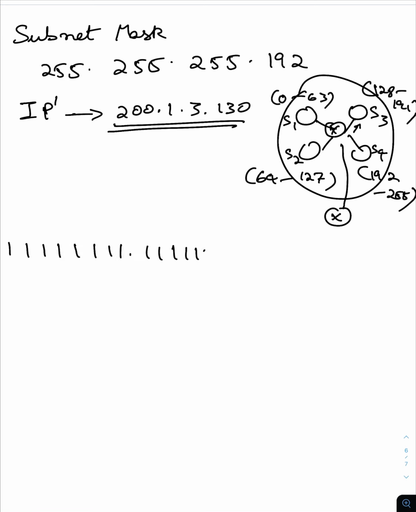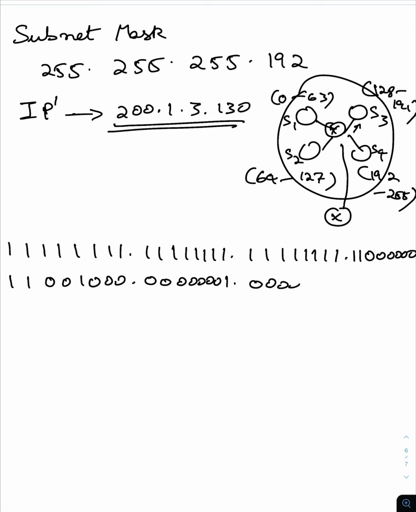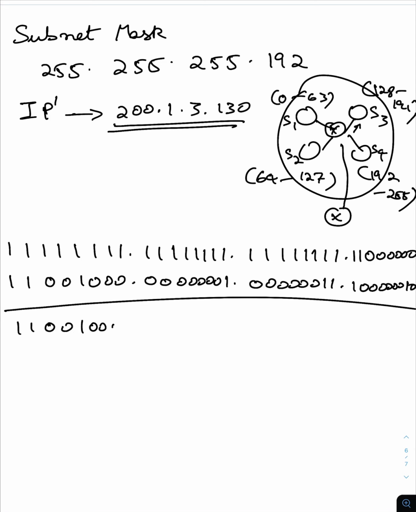So your subnet mask is 11111111.11111111.11111111.11, and here it's 11 in the subnet ID, and your destination IP is 200.1.3.130, which is 11001000.00000001.00000011.10000010. When you AND anything with 1, it's the same number, so you get 11001000.